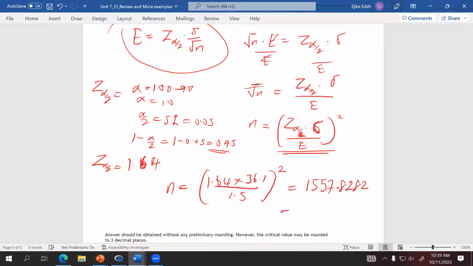So take notes. When you're estimating sample size, it must always be a whole number, right? Because you're thinking about number of people to survey. You can't survey a fractional human being, right? So what you always do is to round up, always round up. So your final answer here will be 1558. That will be the final result. Any question on this one?